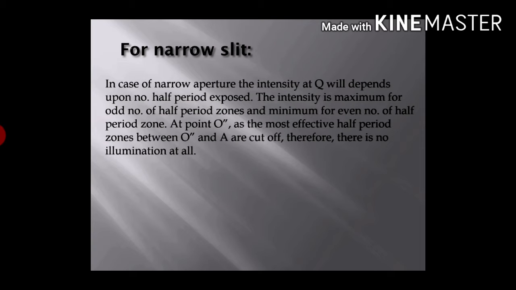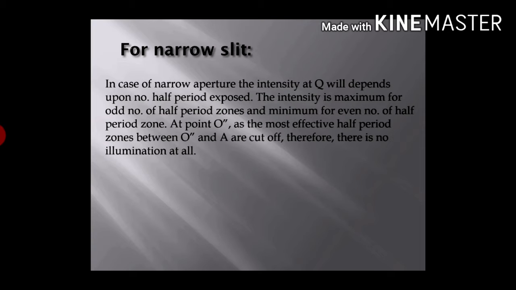If there are two half period zones, then the total amplitude will be A1 minus A2, which is the condition for minima. If there are three half period zones, then the effective amplitude will be A1 minus A2 plus A3, which is again the condition for maxima. So if there is an even number of half period zones, the point will be dark, and if there is an odd number of half period zones, the point will be bright.